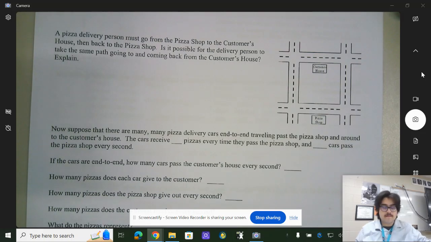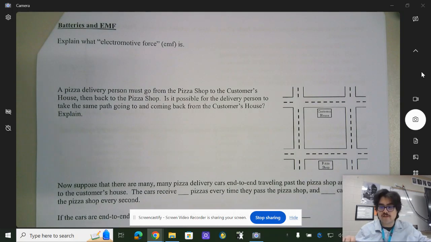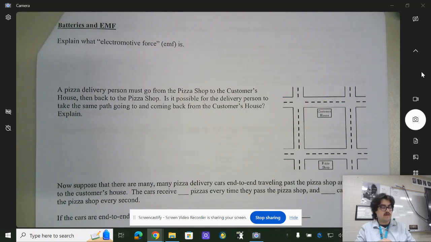All right. This is Batteries and EMF, the second section in the first unit of Physics C notes. We're going to start talking a little bit more about circuits and what they are. So let's start by talking about electromotive force. You're going to hear it shorthanded a lot as EMF.